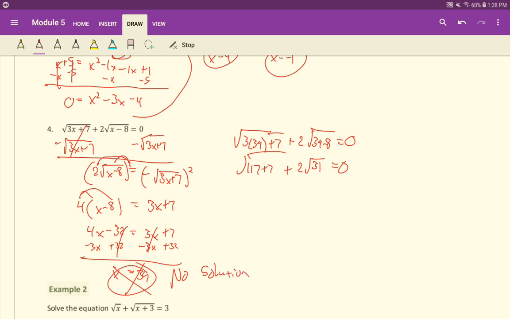You might have looked at this and realized that as well if you look at these two terms here. Again, it's a square root plus another square root, or 2 times a square root, right? And that's never going to equal 0.